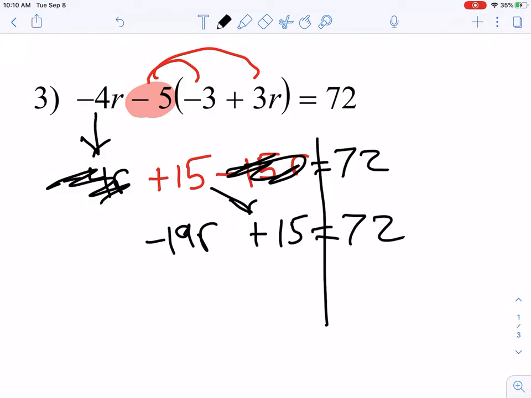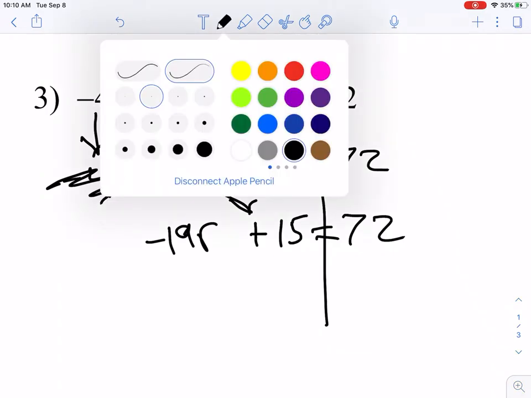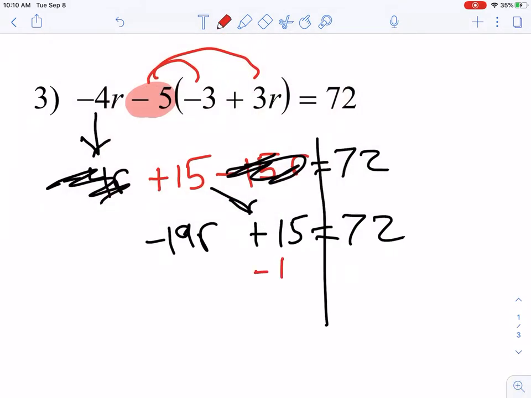Okay, now I'm ready to solve a two-step equation, just like we did in numbers 1 and 2. So I'm subtracting 15 from both sides first, so that negative 19r is equal to 72 minus 15, which is going to give us 57.